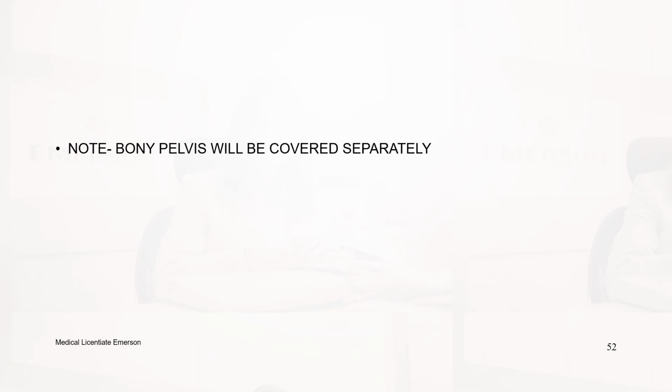Then you also have to note that the bony pelvis will be covered separately. I think I've already covered a tutorial video on the types of pelvis. The bony pelvis differs in females. We have the gynecoid pelvis, which is the commonest. Some females have the android, which is the typical male pelvis, and some have the anthropoid or the platypelloid. I'll drop the video in the comment section. You can check out the video, or you can go on the channel and search the types of pelvis, and you will see the types available.